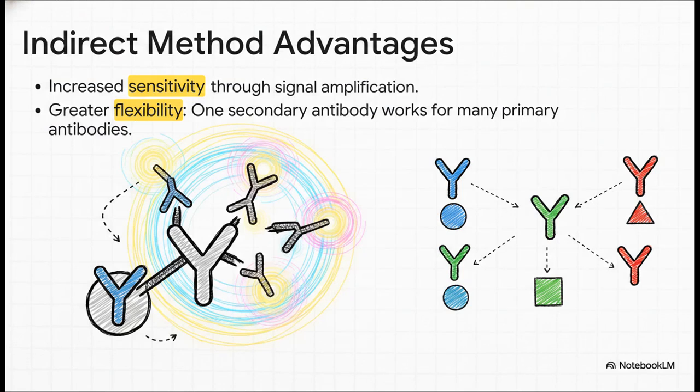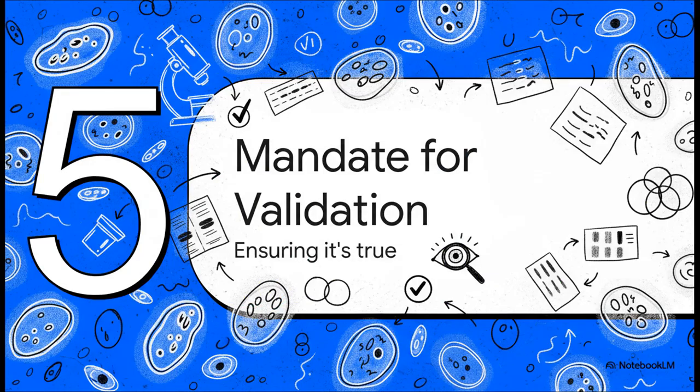So why the extra step? Well, the main advantage is signal amplification. Because multiple secondary antibodies can all grab onto a single primary antibody, you end up with a much stronger signal. This dramatically boosts the sensitivity of the whole test. Plus, it's more flexible. You can use one type of labeled secondary antibody with lots of different primary antibodies, which is also more cost-effective.